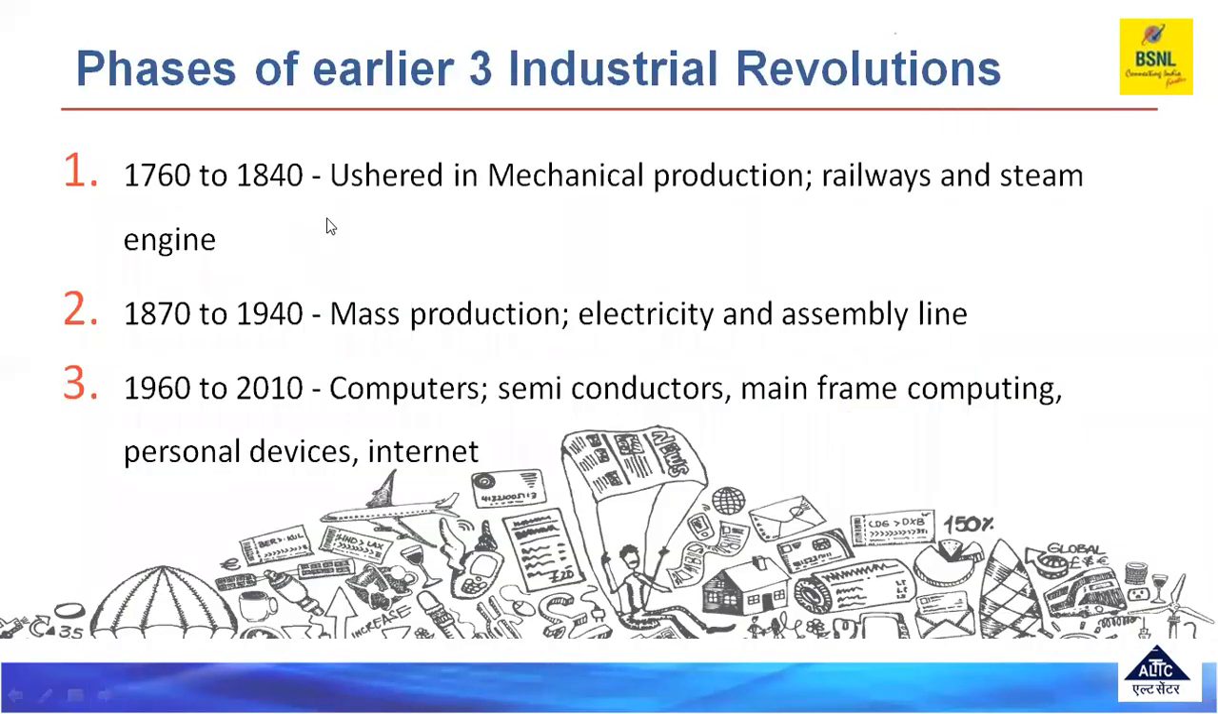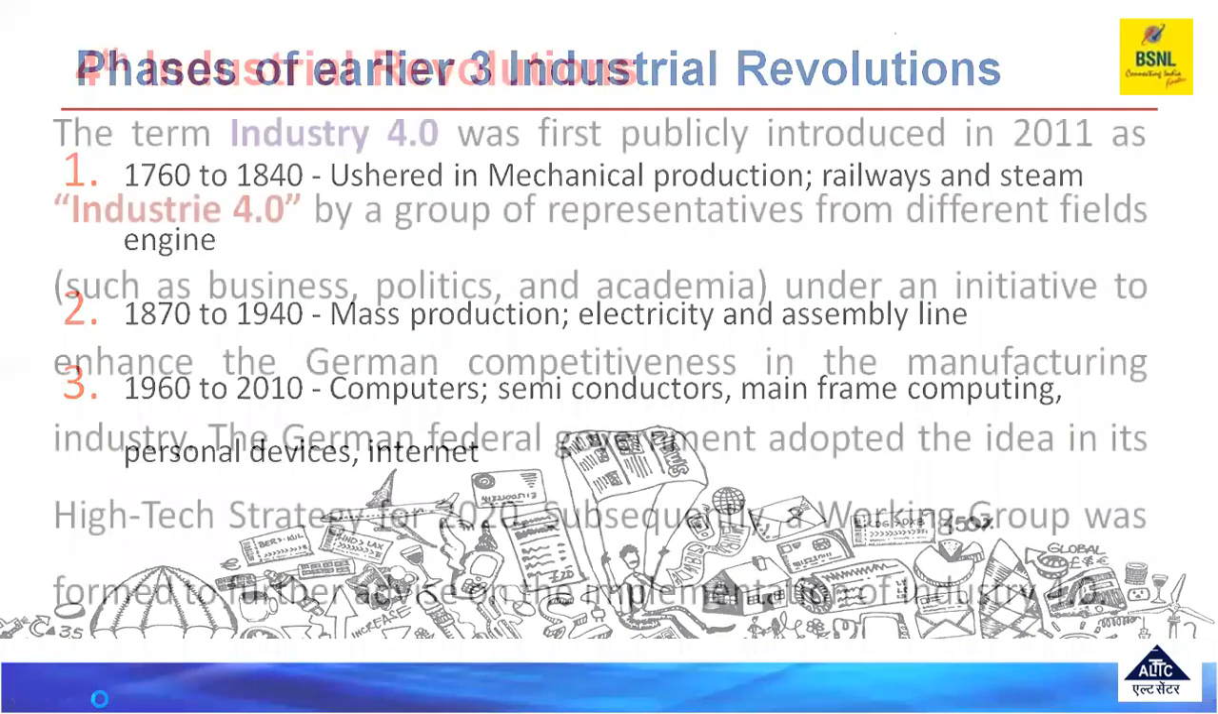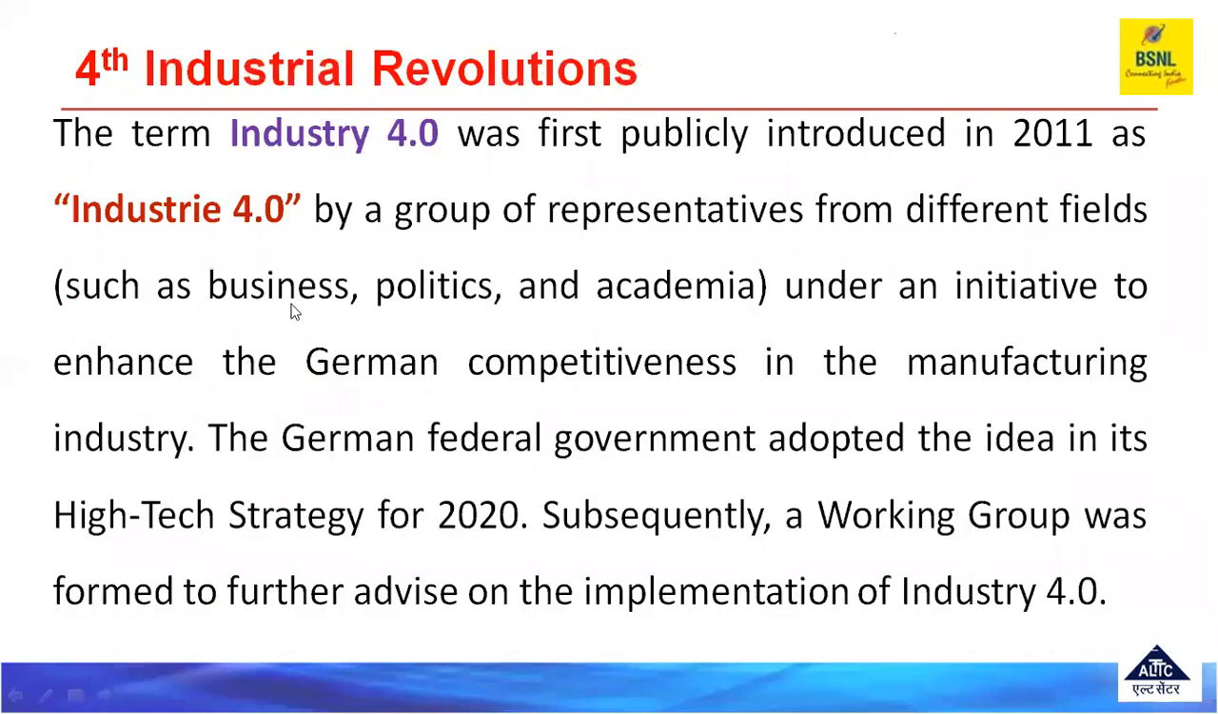So these are the three basic industrial revolutions, from 1760 to 1840: mechanical production, mass production, computers and semiconductors. This is the fourth industrial revolution. The term Industry 4.0 was first publicly introduced in 2011.